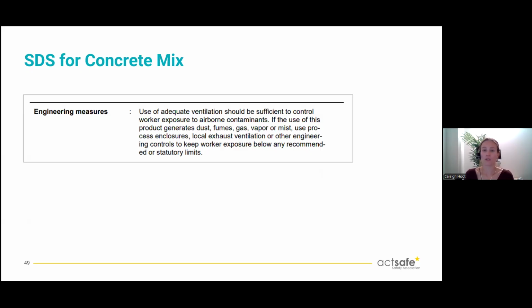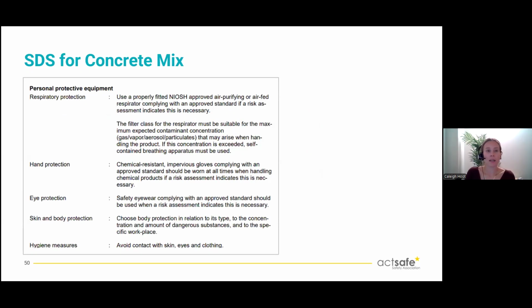This section will talk you through the steps that you need to add for your prevention measures before you are exposed. Like it says here, if you're going to create dust, you need to have exhaust ventilation or other engineering controls to keep your worker exposure level below the statutory limits. And then our PPE section. This is our last line of defense.